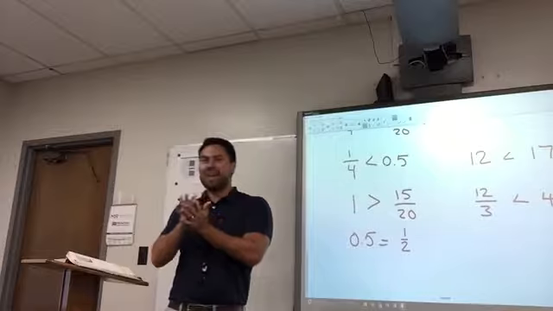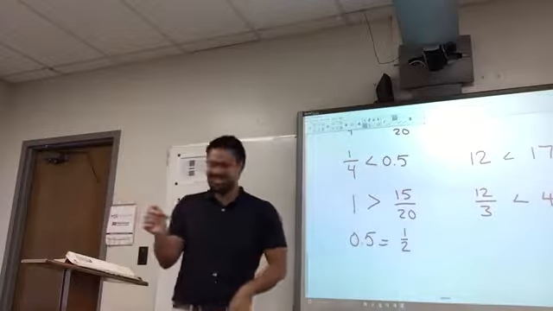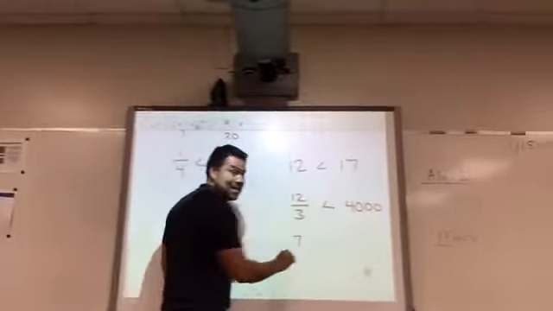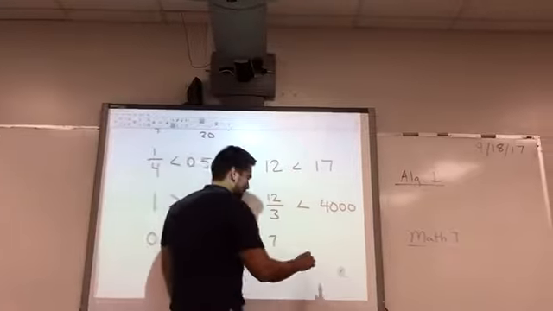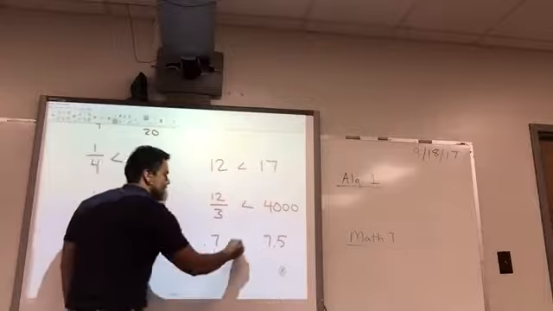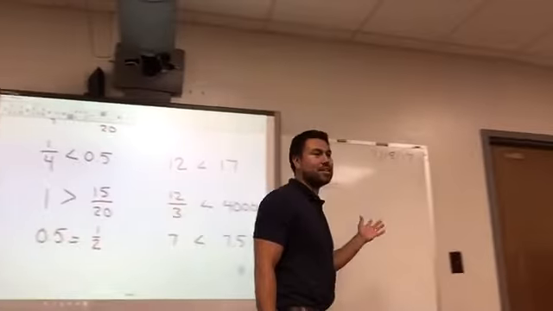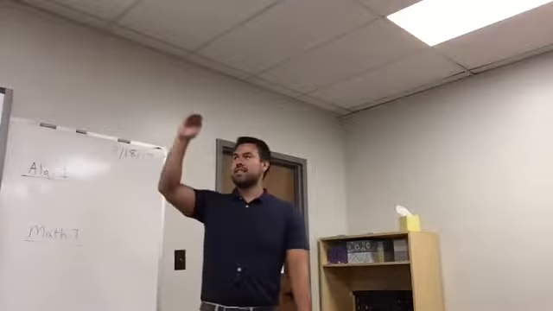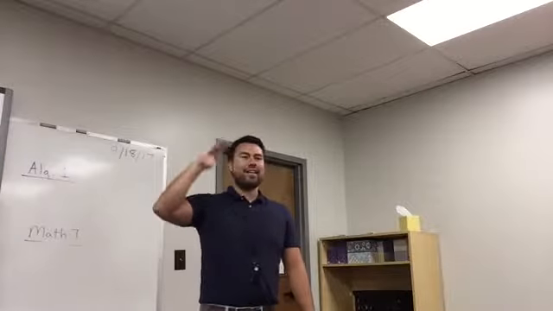Does someone have a decimal that I might be able to remember? Yes, Josh? 0.7. And Benson? 7.5. All right, what's the comparison symbol? Less than. Okay, we got a lot of less thans. The last class was almost perfect. We had a less than, then a greater than, and then an equal to.